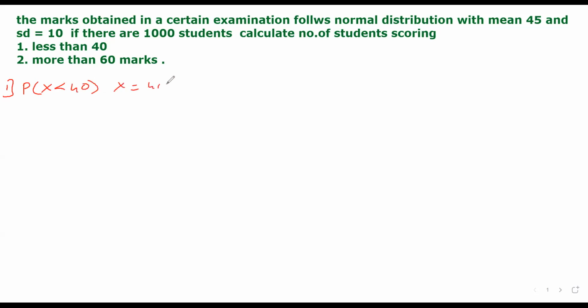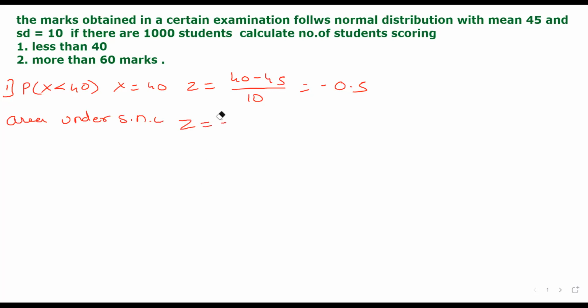So at x equals 40, z will be 40 minus 45 divided by 10. That's minus 0.5. So I want the area under the standard normal curve where z is less than minus 0.5.